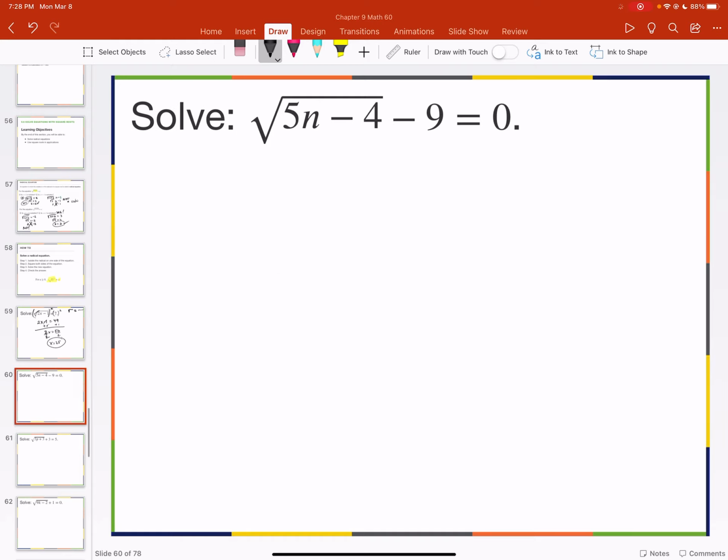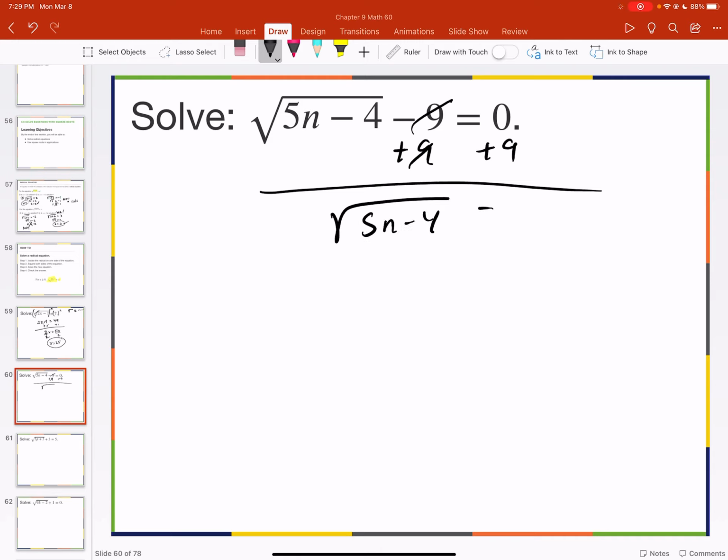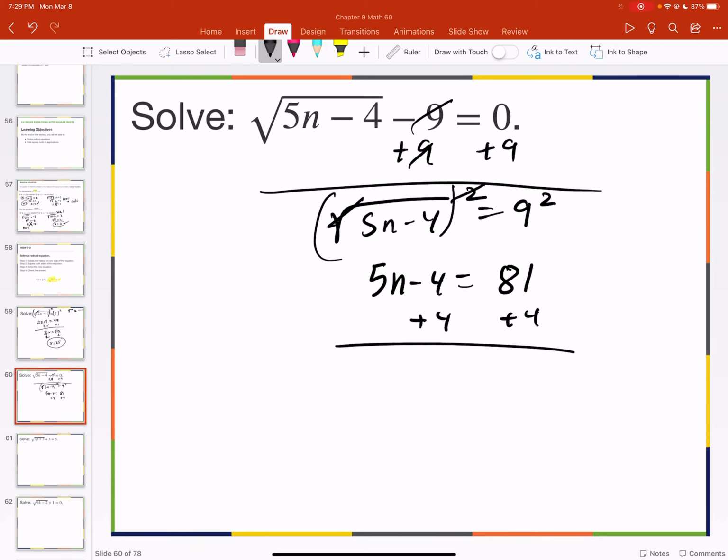All right, let's try another one. We have the square root of 5n minus 4, minus 9, is equal to 0. We don't have the square root by itself yet, so we're going to add 9 to both sides. That leaves us with the square root of 5n minus 4 is equal to 9. Now we square both sides. The radical cancels out on the left-hand side, and we get 5n minus 4 is equal to 81, because 9 squared is 81.